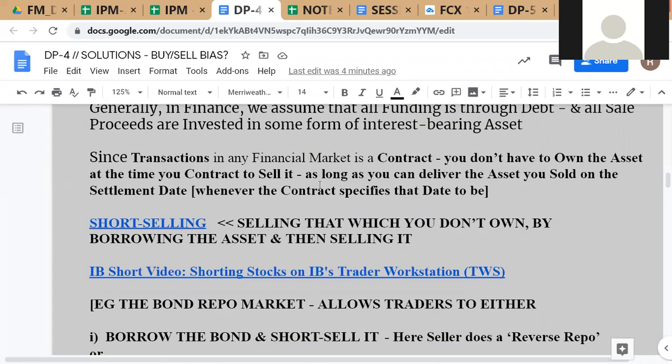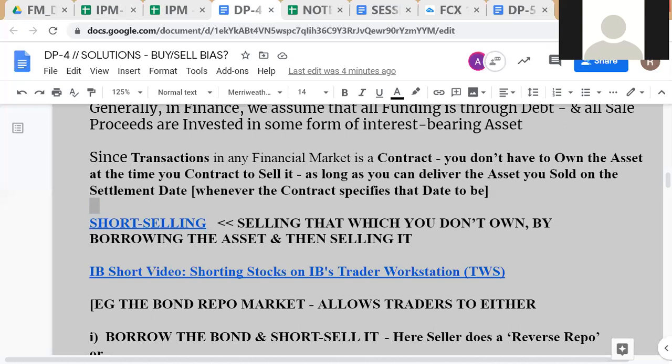Sir, Sachin this side. Sir, what is a derivative then? In this, the contract is also called a derivative, I guess. But then in a derivative, there is also a contract between two parties.